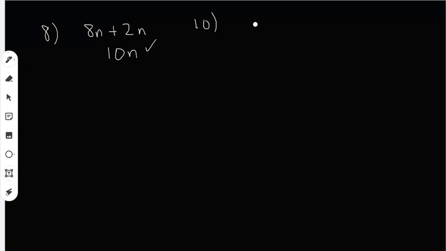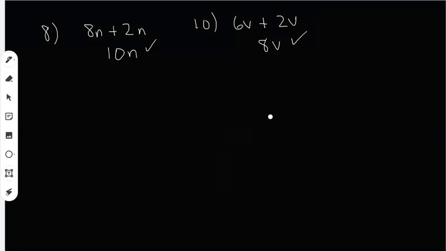Let's look at number 10. Number 10 says 6v plus 2v. Notice that both of these end with a v. That's the variable. They end in the same variable. That means that these are like terms. We can add them together and we can actually get something, right? 6v plus 2v, that's going to be 8v. And that's our final answer.